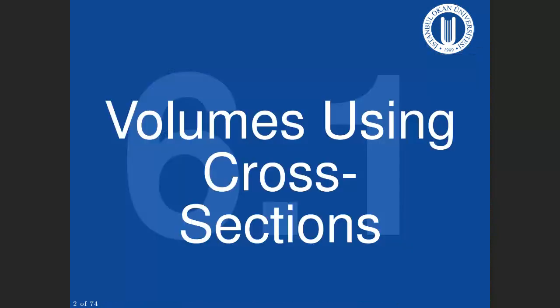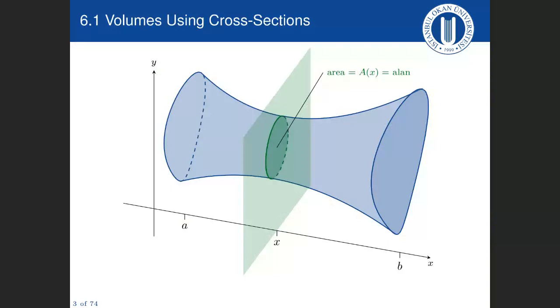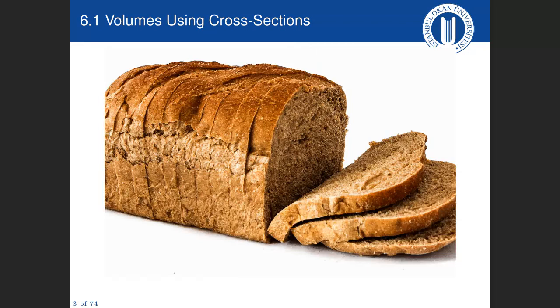First, let's talk about volumes using cross sections. Let's suppose we have some sort of three-dimensional object like this, in which we know the cross-sectional area. What is the volume of this object? Well, what we can do is we can slice this object like we would slice a loaf of bread.